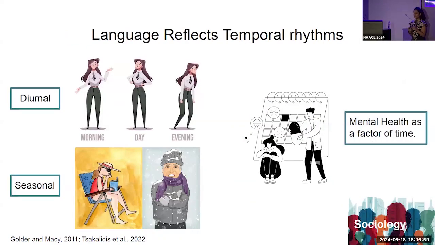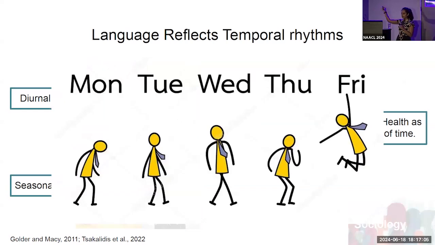Further, sociology attests that language reflects a temporal rhythm or cyclical patterns of human behavior. For example, a working professional would look forward to Fridays more than a Monday, and this cyclical human state pattern is reflected in their language.